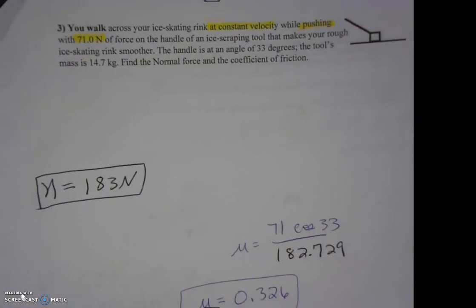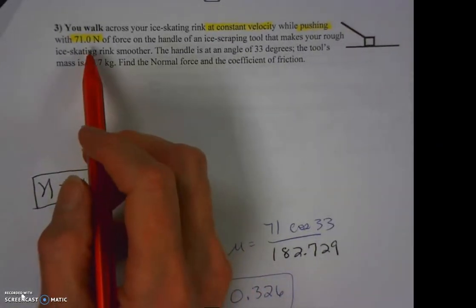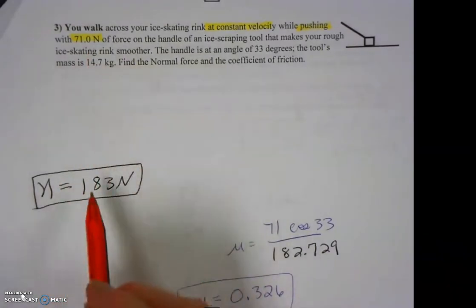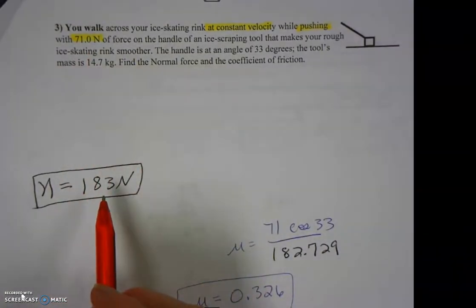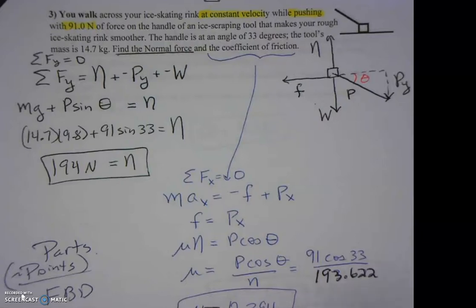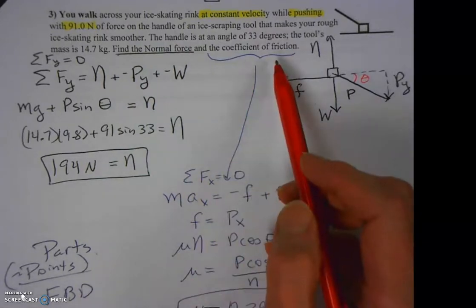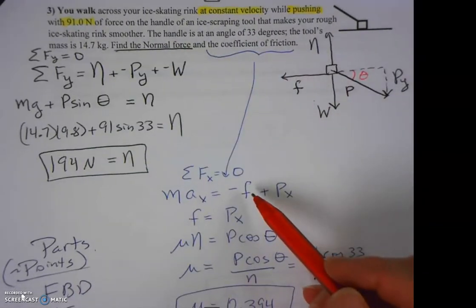On a different version of that same question, the push was just different. It was 71 instead of 91, and the normal force here is 183. Now that I have the normal force, I need to find the coefficient of friction. So I move down here for some extra room.